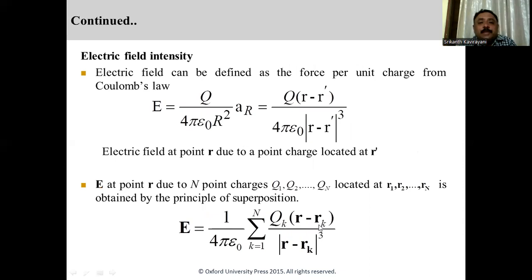3. So electric field intensity can also be calculated on similar lines as E equal to Q by 4 pi epsilon naught R square aR, or this can be given as Q into (R minus R dash) by 4 pi epsilon naught |R minus R dash| whole cube. Electric field at point R due to a point charge located at R dash is evaluated from this expression. And similarly, if we are having n charges, the electric field at a point, by the principle of superposition which is applied to linear systems, is given by E equal to 1 by 4 pi epsilon naught sigma k equal to 1 to n qk (R minus Rk) by |R minus Rk| whole cube.